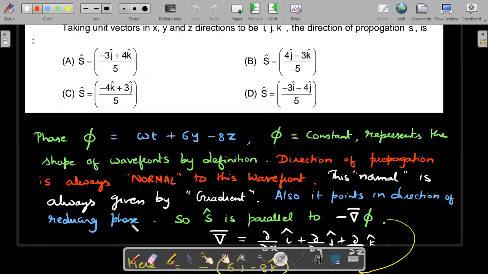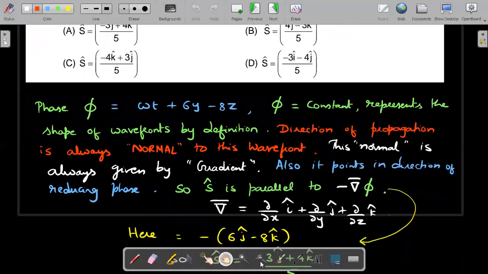It also points in the direction of reducing phase. Just like your electric field lines in a map of potential point from higher potential to lower potential, in the map of wavefronts, the direction of propagation always points from the higher phase to the lower phase, and is given by the gradient. There also, if you remember, the gradient of potential gives you the field with a minus sign. So using the same logic, the propagation direction is always parallel to the negative of the gradient of this phi. The gradient is a space gradient, so you would have dou by dou x i cap, dou by dou y j cap, and dou by dou z k cap.